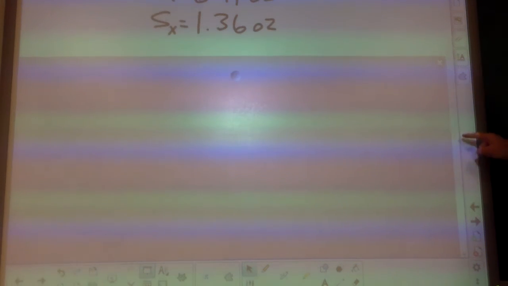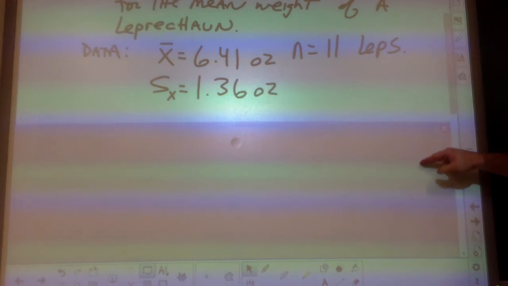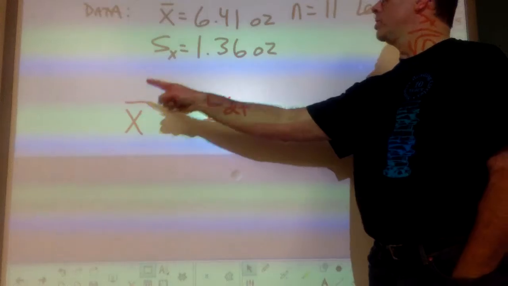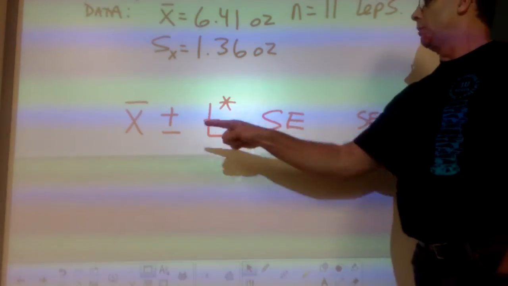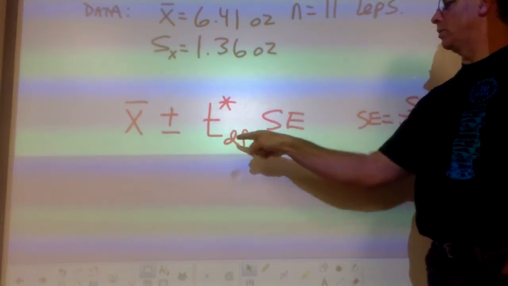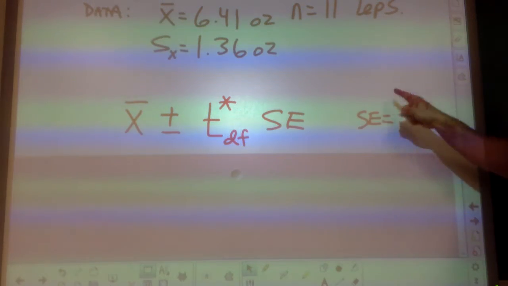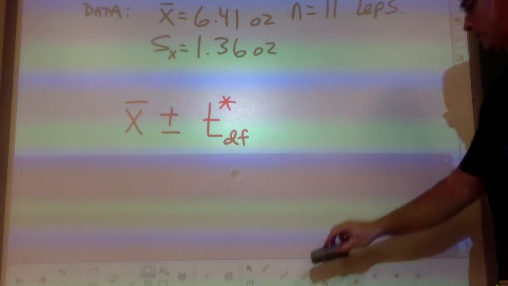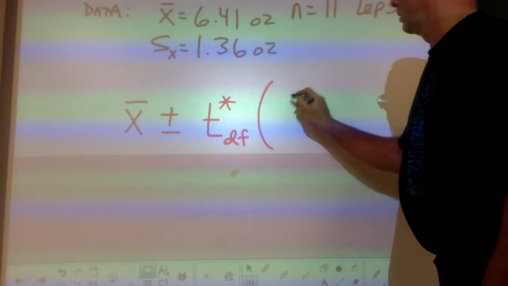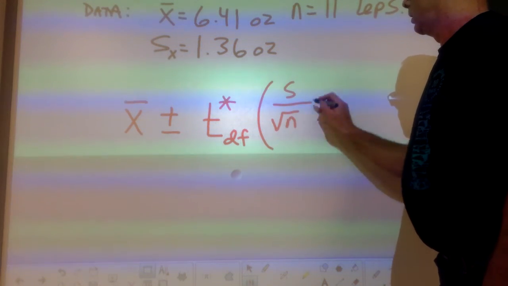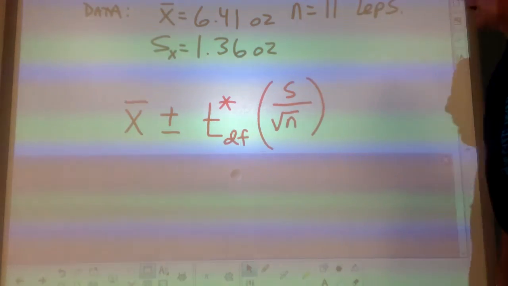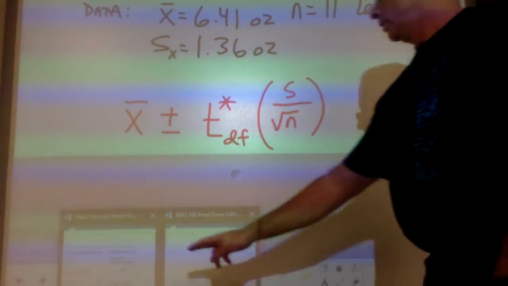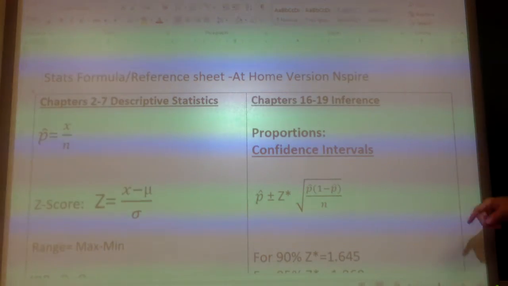All right? So if we go back to our formula for a second, we know that we are going to need to take the average given to us, plus or minus the T star, that's what we have to look up, times the standard error, which is S over the square root of N. I know what you're thinking. I'm not going to be able to remember that formula. Okay, so let me show you where this formula is going to come from.